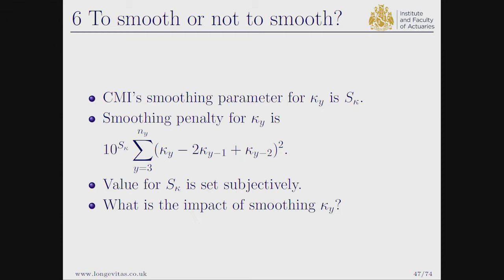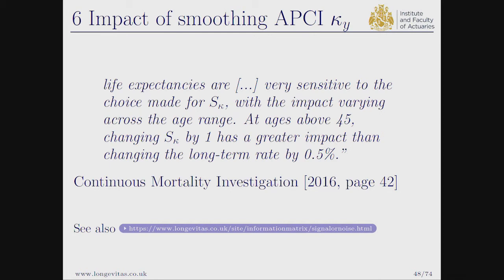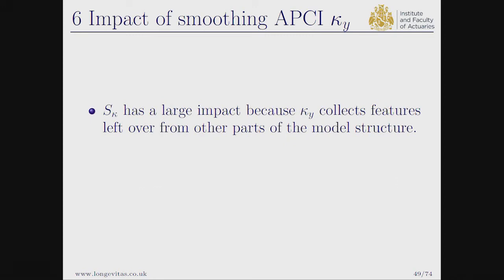But what is the impact of smoothing kappa if, as far as we are concerned, it ought not to be smoothed? Well, to quote from the CMI's working paper, the life expectancies produced by the APCI model are rather sensitive to the choice that the analyst makes for this S kappa term, with the impact varying quite widely across the age range, with a particularly large impact at ages above 45. Now, S kappa has a large impact in part because, as we saw earlier, the kappa terms don't have any particularly strong pattern. They don't have any particularly obvious trends that one could extrapolate or forecast. And in fact, the kappa term in the APCI model really is a kind of leftover collection of other aspects of the model. That's why the values are relatively small, and that's why they don't show any particularly clear behavior. I'm not trying to be rude.